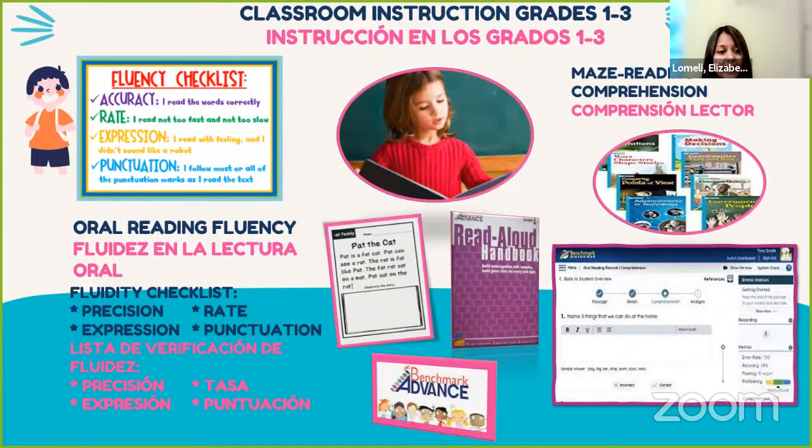Comprehension is important, but also important, back to the fluency checklist, is to be able to read the words correctly for accuracy, not too fast, not too slow, at a good pace, to read with feeling and expression. And again, you have to pay attention to punctuation. In order to do that, you make a pause when you get to a period. You inflect your voice when you get to a question mark. You sound excited or surprised when you get to an exclamation mark. We can continue.